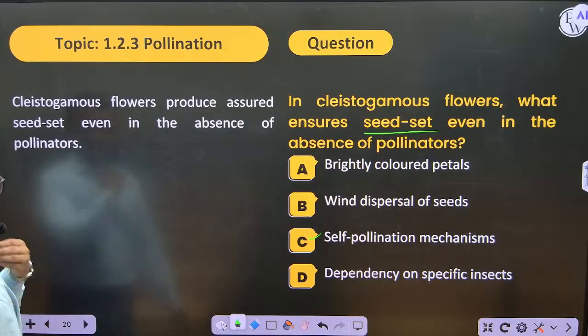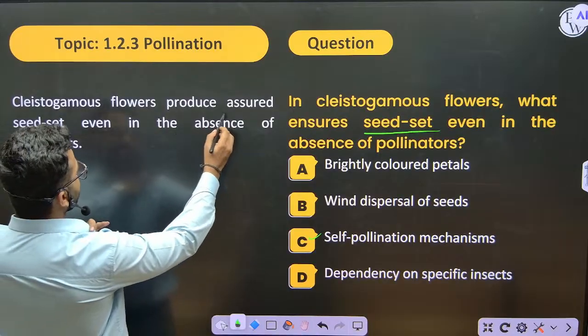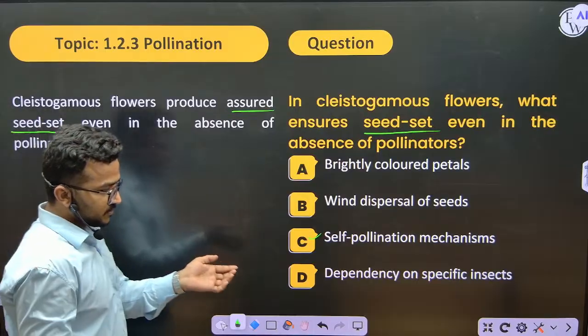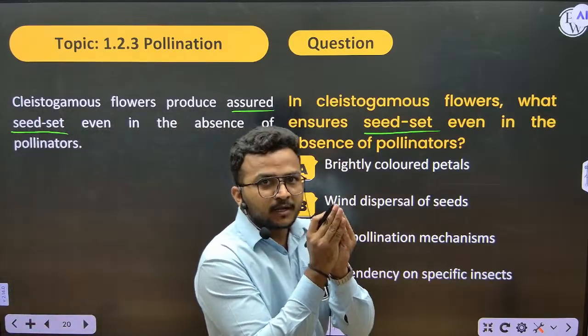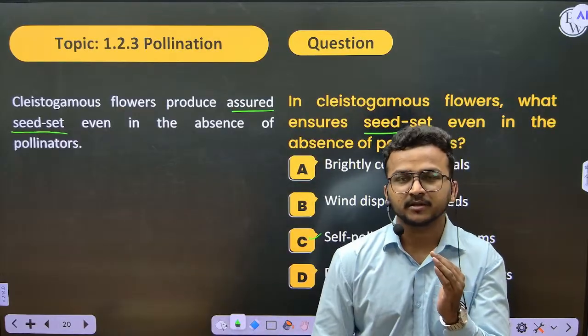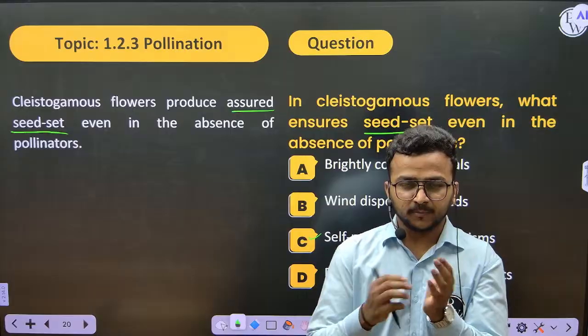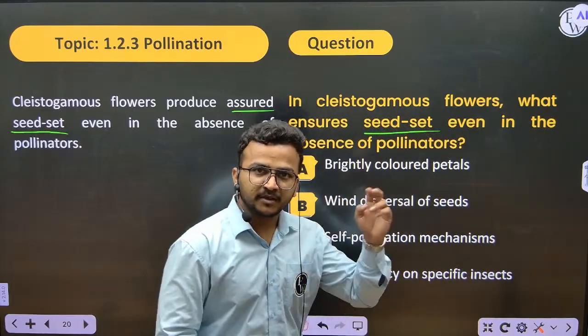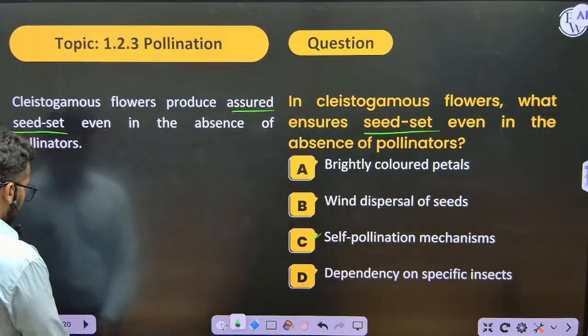Cleistogamous flowers produce assured seed set, meaning it is fixed. Due to the closing of the flower, of course, self-pollination will take place. There is no requirement of cross-pollinators. When the pollination is taking place, fertilization takes place. When fertilization is taking place, seed formation will be certain.